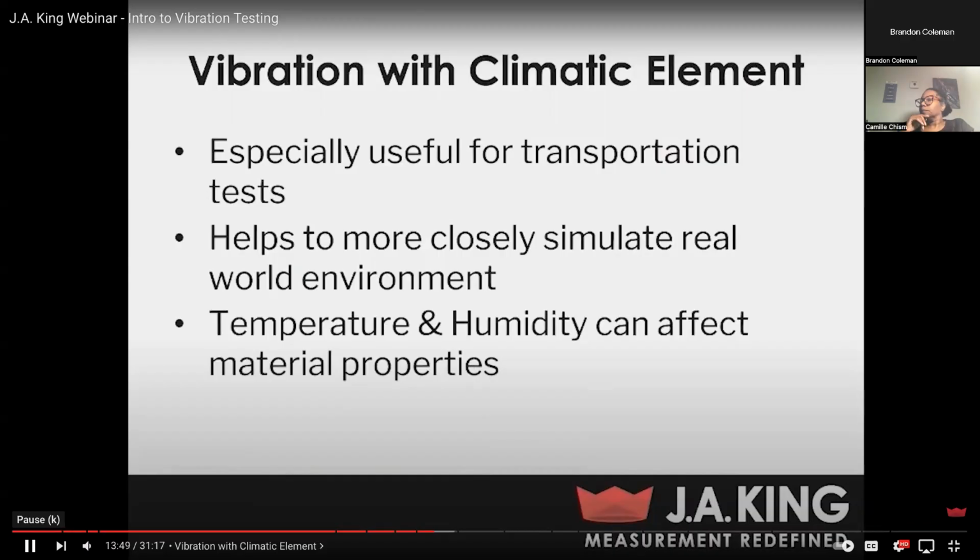And this is also really important because temperature and humidity can affect the actual material properties of your part. So if you're testing at a higher temperature, the material is going to be more ductile. If you're testing at a lower temperature, the material is going to be a bit more rigid. And that was where I talked about Minnesota in the winter versus Florida in the summer. It definitely affects the results of your test.